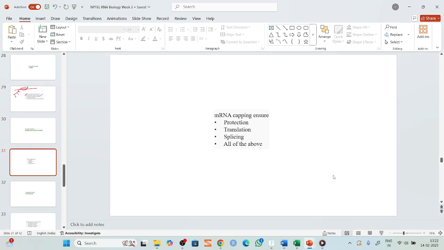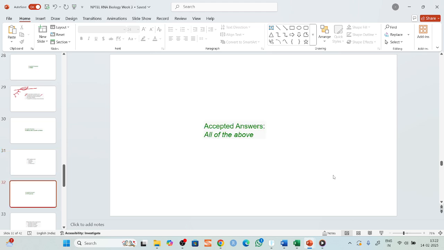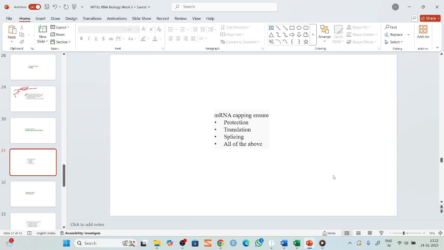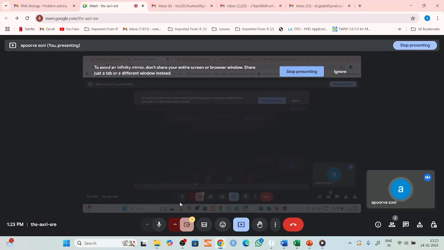The question is: mRNA capping ensures protection, translation, splicing, or all of the above? The correct answer is all of the above. How? This is your mRNA and this is the 5 prime end. When it is protected at the 5 prime end, any unwanted event will not happen, whether it is the cutting of the mRNA with the help of exonucleases or any other unwanted event. Therefore the answer would be all of the above. Okay, next.